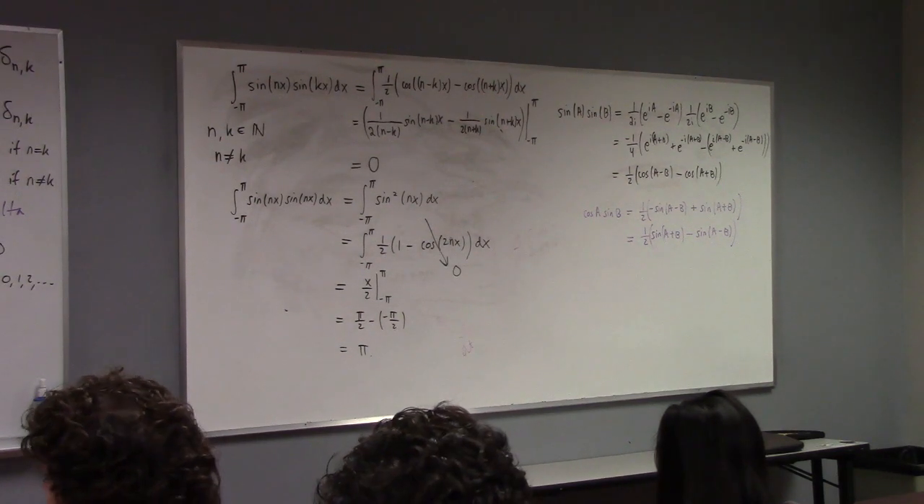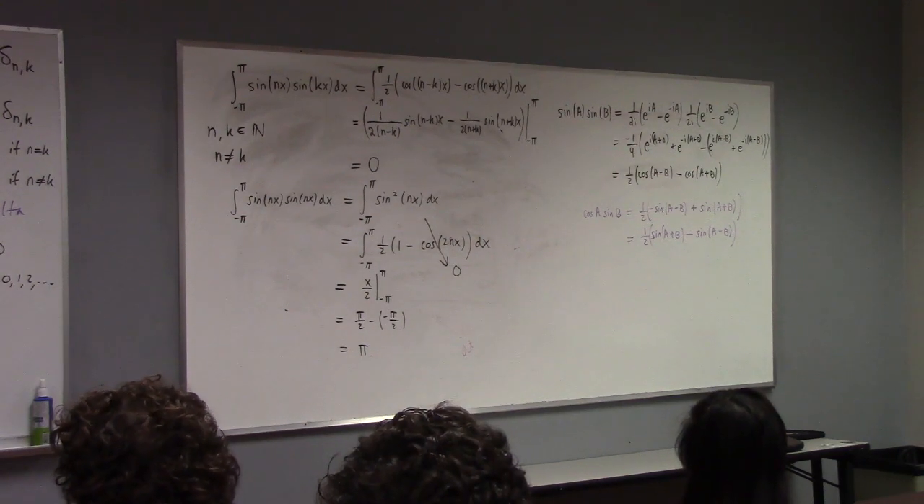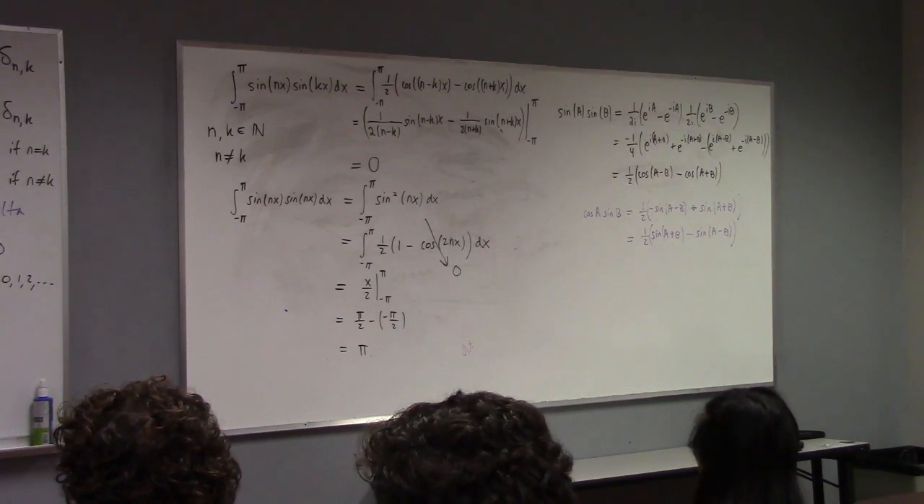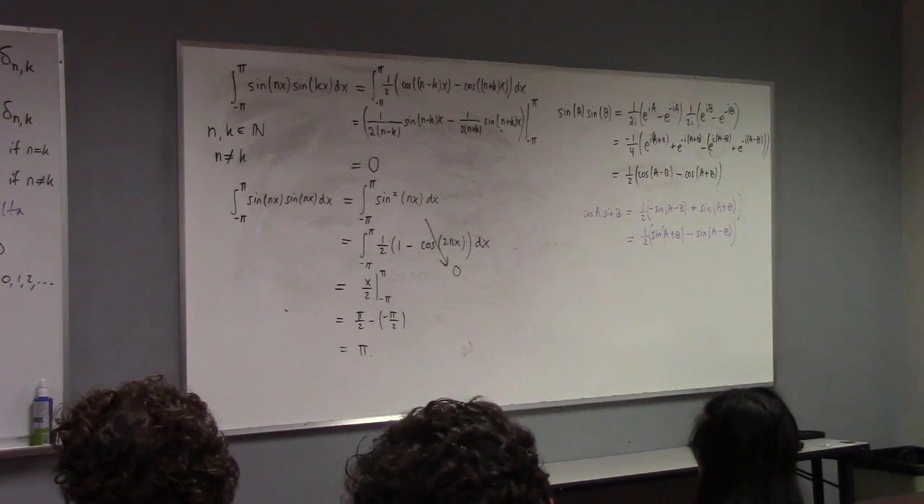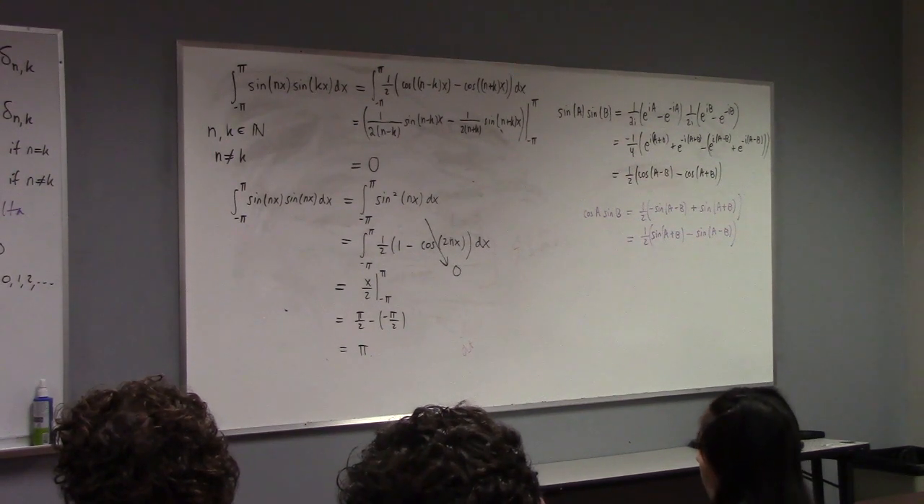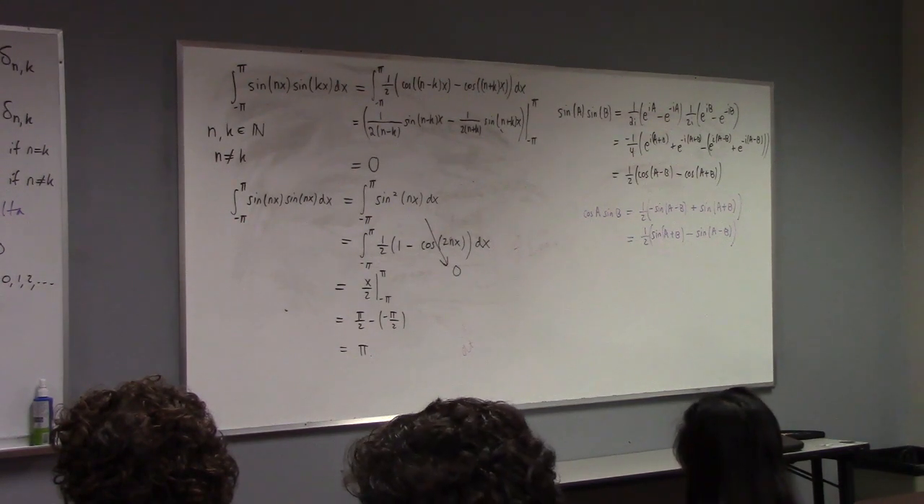Do you guys know anything else that satisfies this Kronecker delta pattern? You can use factorial to do that? Factorial. Interesting. How about this?